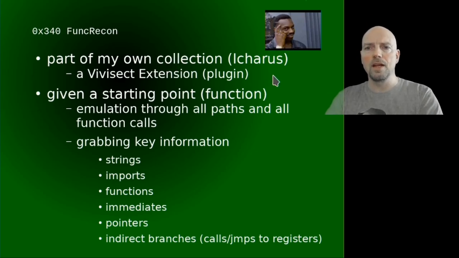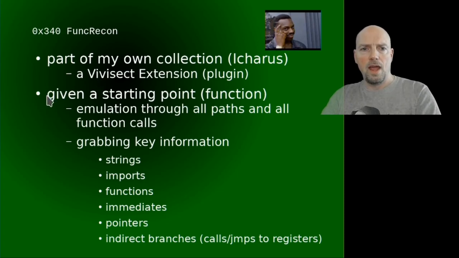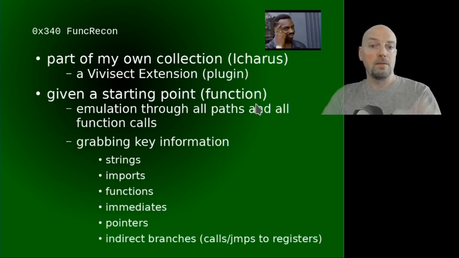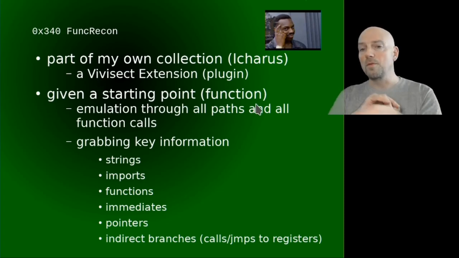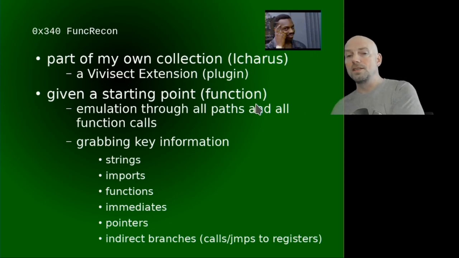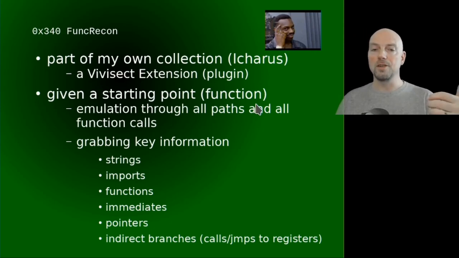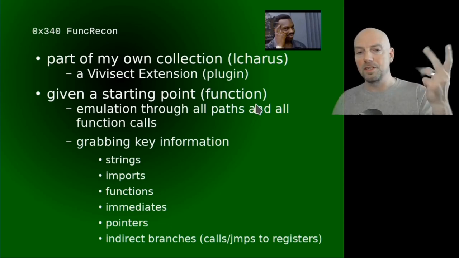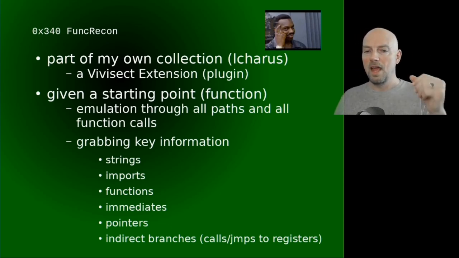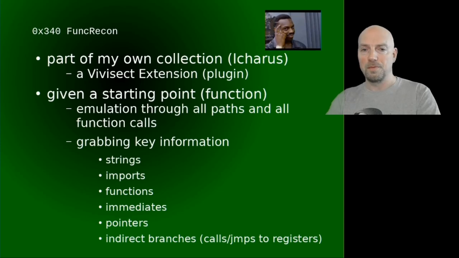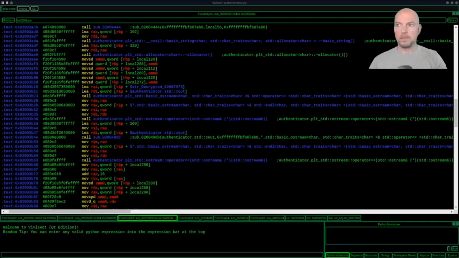This is part of my own collection, the Icarus collection that I started years ago. Given a starting point, a function, we emulate through all the paths and all the function calls, and we grab information like strings, imports, functions, immediates, pointers, and indirect branches, which actually isn't going to be a part of today's demo because that's not ready for you yet. So now let's show you function recon in action.